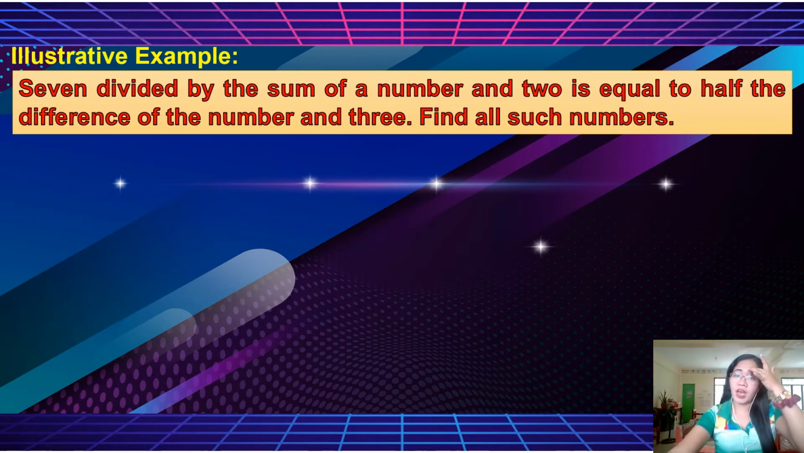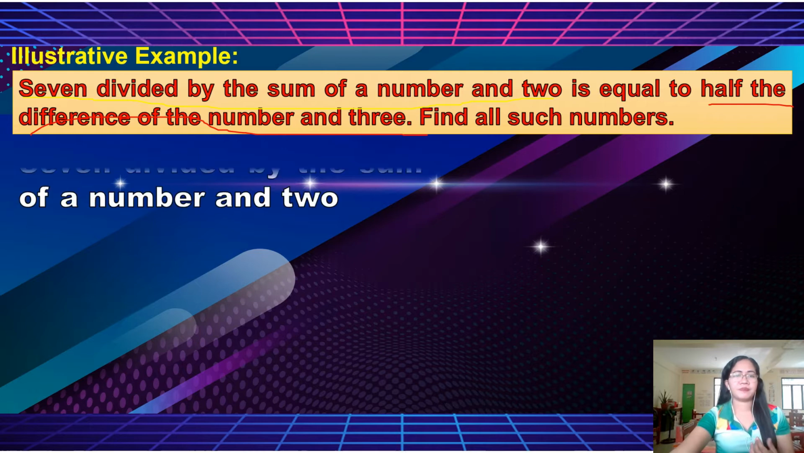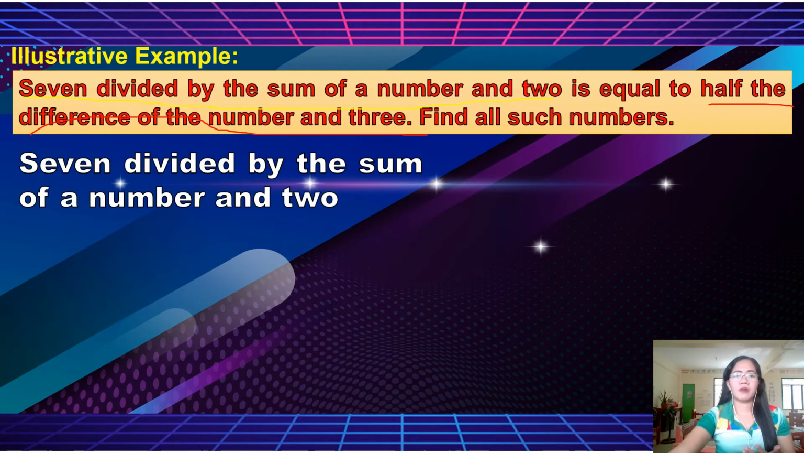So in this problem, we have two phrases here. We have the first phrase, 7 divided by the sum of a number and 2. And the other phrase is half the difference of the number and 3. So now for the first phrase, 7 divided by the sum of a number, we are going to rewrite it in mathematical sentence, and it goes like this. 7 divided by, so over, meaning that's division, the sum of a number and 2.